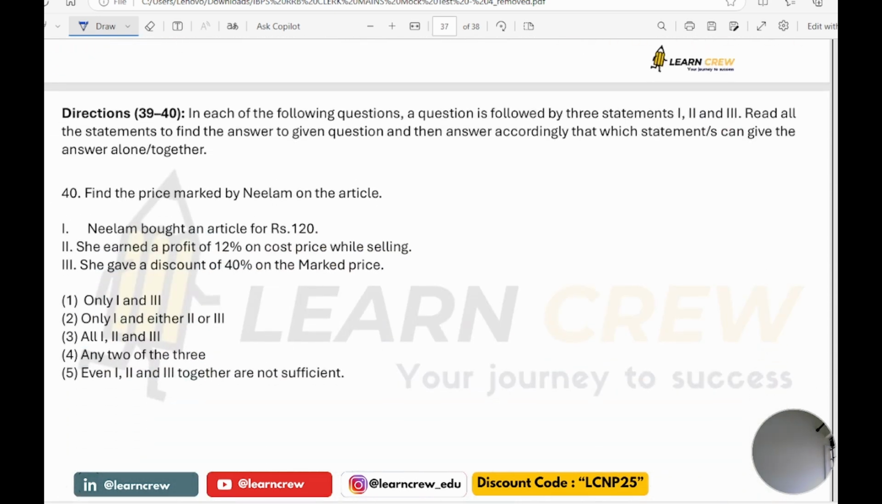Find the price marked by Neelam of the article. So marked price of article by Neelam we need to find out. Neelam bought the article for 120. Cost price is given. She earned a profit of 12 percentage. She gave a discount. All 1, 2, 3 are required. Thereby you can find the market price. When the profit and the discount both are given, then you can find the market price. Is it okay? So all 1, 2, 3 are required. So answer is option 3.